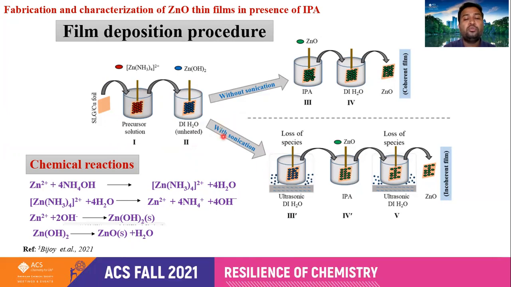In case of the with sonication procedure, after dipping into unheated DI water, I dipped into the ultrasonic-assisted DI water. In that case, a great number of molecules are lost due to the vibration. And then I dipped into the isopropyl alcohol. Here, isopropyl alcohol is maintained at different temperatures, which are 30 degrees Celsius, 50 degrees Celsius, and 65 degrees Celsius. In that case, zinc hydroxide is converted into zinc oxide.